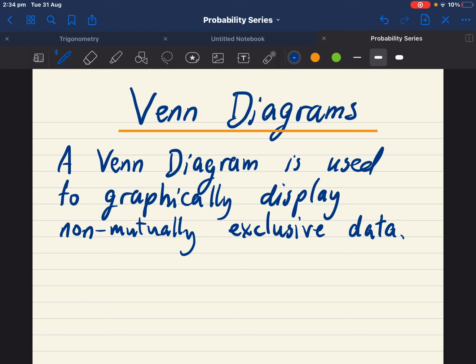So firstly, what is a Venn diagram? It's used to graphically represent or display non-mutually exclusive data. So I guess the first thing is there's a big term there. What is non-mutually exclusive data?